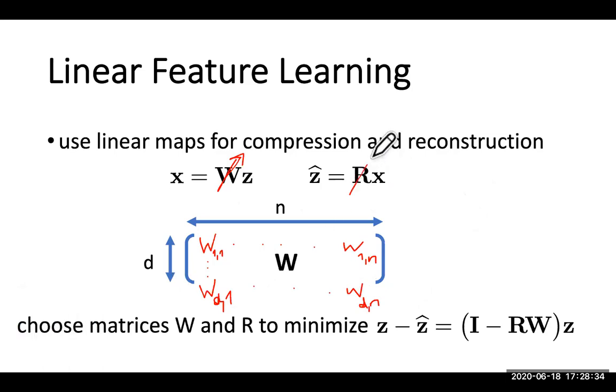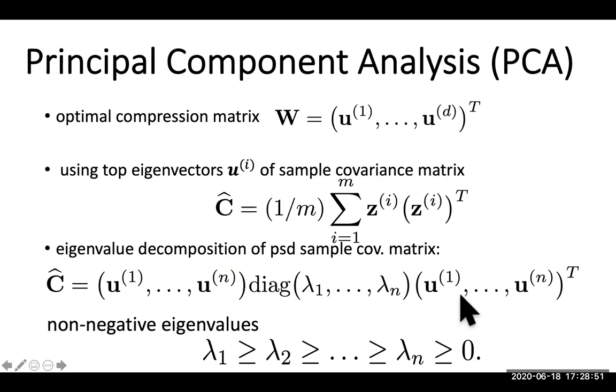accompanying matrix R, a reconstruction map R, such that the reconstruction error between the original raw feature vector C and the reconstructed feature vector C hat is as small as possible. And it turns out that the optimal choice for the compression matrix can be found in closed form using the eigenvalue decomposition of a certain covariance matrix.